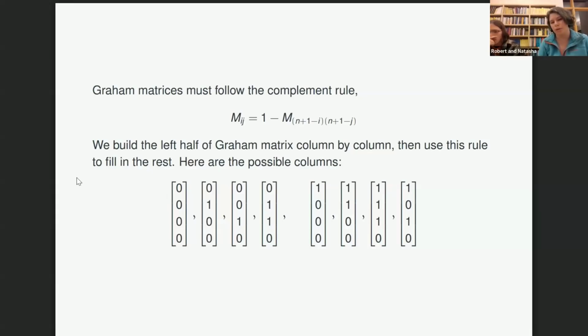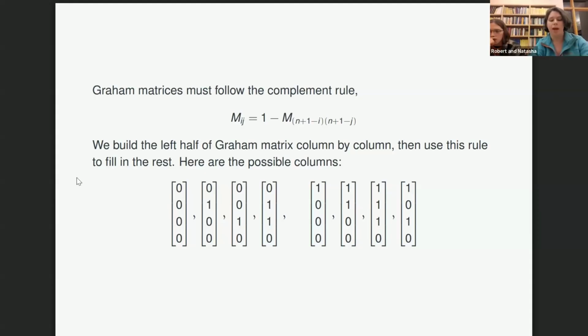So here are the possible columns that we can have. You'll notice there are 2 to the 3 of them, not 2 to the 4 of them. And that's because, like in the 3 by 2n case, we're going to insist that the left half of the bottom row be all zeros. And so that fixes the bottom element of each column to be 0 and eliminates half of our columns. That's pretty much, in essence, going to be the states of our DFA.